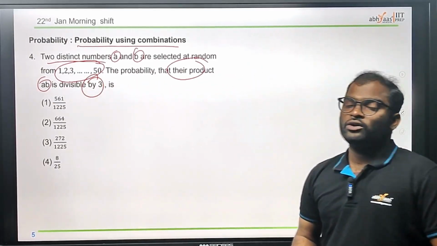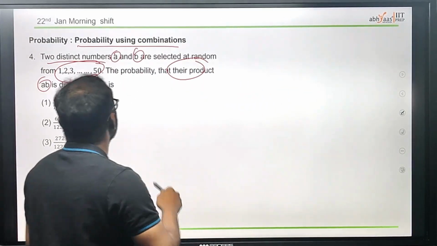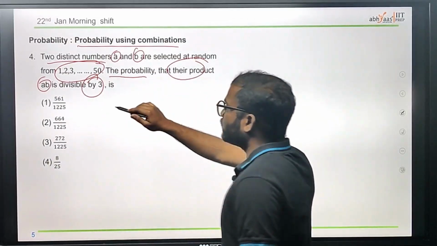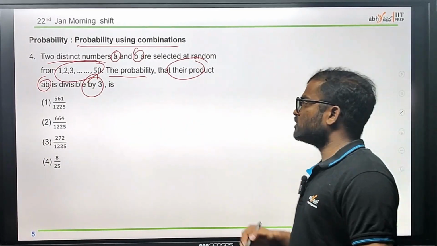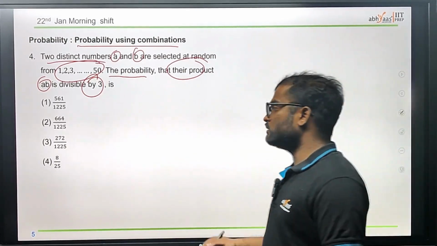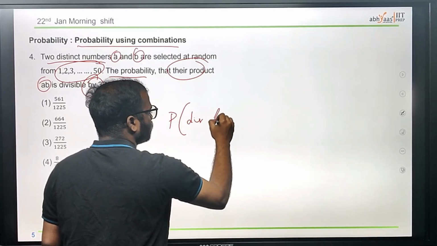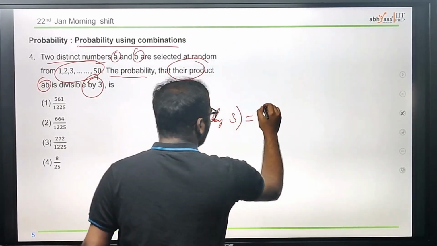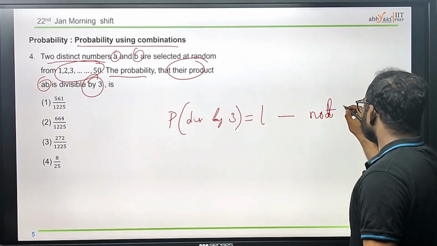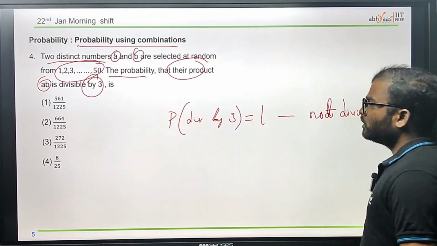They are saying that two numbers are selected at random from the numbers 1 to 50, and we need to find the probability that their product AB is divisible by 3. In order to find this, first find the probability of not divisible by 3. The probability of divisible by 3 is equal to 1 minus the probability of not divisible by 3. So we just need to find not divisible by 3.